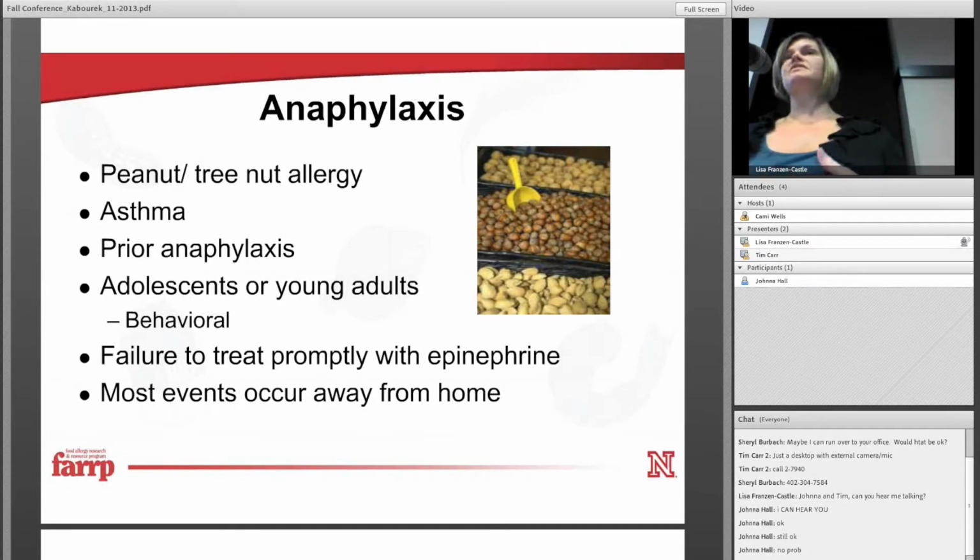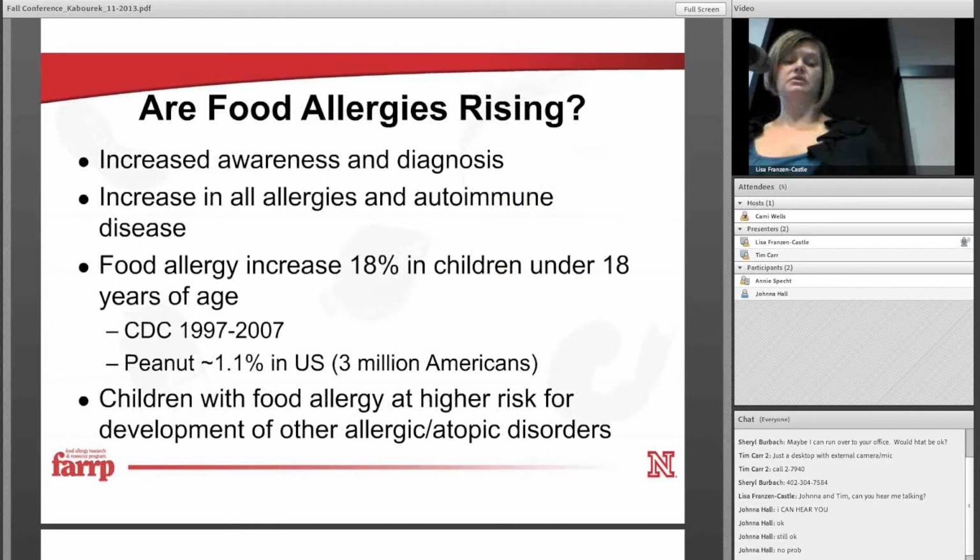aspects than it is physiological, because when a teenager is not being watched by their parents as much, they're going out with their friends, they're going to the movies, they're going to restaurants. College, alcohol might be involved, different things, so that puts them at higher risk. Most anaphylactic events occur away from the home. Schools and restaurants are the number one places where food allergic reactions happen.